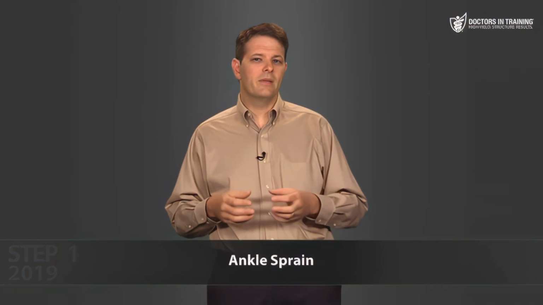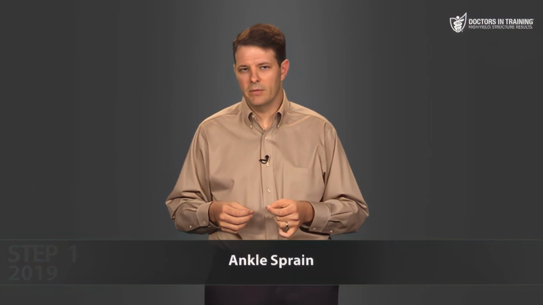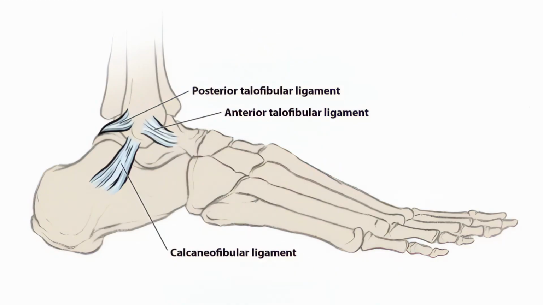There are actually 3 ligaments that hold the bones together. There's the anterior talofibular ligament, and that's the most commonly injured ligament in an ankle sprain. A student sent us a mnemonic which is to abbreviate the anterior talofibular ligament as the ATF ligament, and that stands for always tears first. So the most common ligament injured in an ankle sprain is the anterior talofibular ligament.